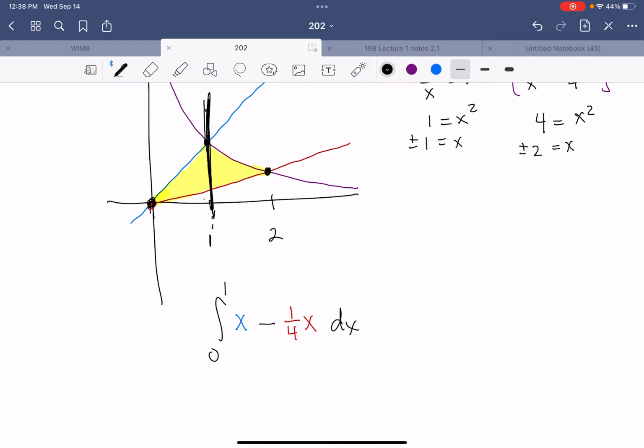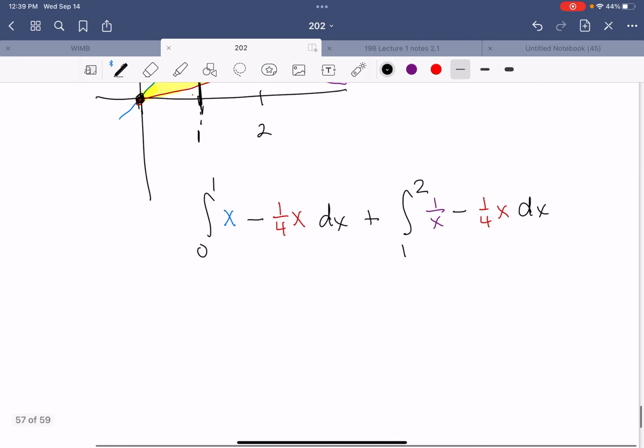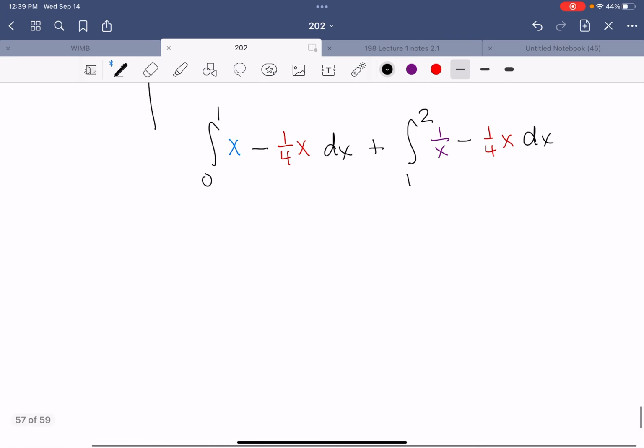dx. Plus the second integral goes from 1 to 2 because that's the interval that I'm on. The top function is the purple one, so that is 1 over x minus the red one, which is 1/4 x. And we get dx. So now we just have to solve these 2 integrals, and that'll give us the area between the curves.